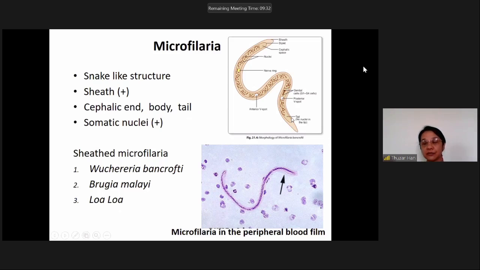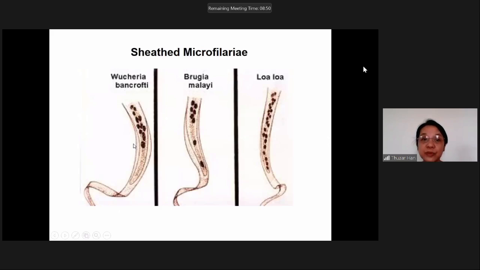So if you examine under the wet film, you will see live microfilaria. They will move. If it is a blood film stained with heat and fixed, they all die, right? In this case, you will see the staining of the somatic nuclei. These are nuclei, and you cannot see the movement of the microfilaria. So if you see the sheath, you can say this is sheathed microfilaria. So what are the sheathed microfilaria? Wuchereria, Brugia, and Loa. So you can differentiate the species.